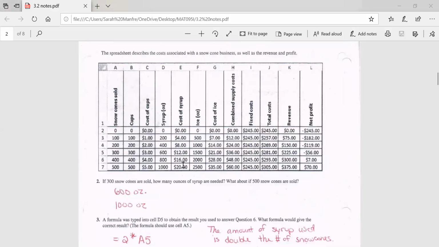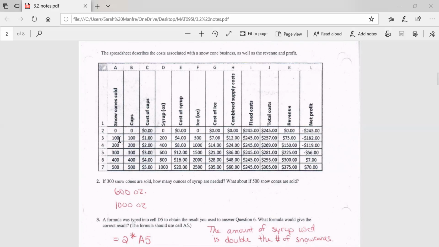So this is a spreadsheet. This can be a little bit confusing if you don't know how to read it. This comes right from an Excel document that was created, and it's talking about a business about snow cones, and this entire next section is going to be dealing with this particular problem. If you look here, snow cones sold: they sell 0 snow cones, it costs 0 cups, it takes 0 syrup, but they still have fixed costs involved. So basically what this is saying is that it takes them $245 just to run this business, which means they have a profit of negative $245 because they didn't sell any snow cones.